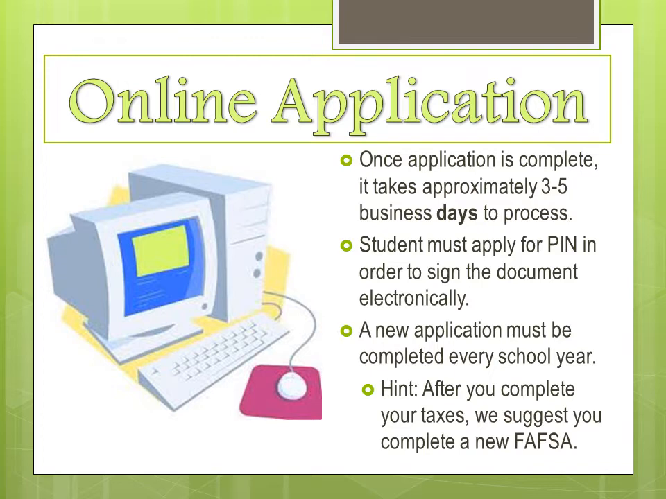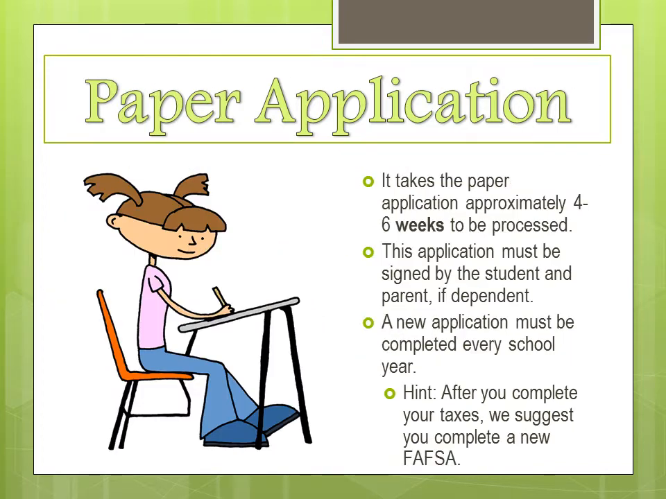Students must apply for a PIN in order to sign the document electronically, and a new application must be completed every school year. A good rule of thumb is to complete your application when you do your taxes. The paper application generally takes 4 to 6 weeks to process. This application must be signed by the student and parent if a dependent. A new application for the paper applications must be filed every year when you do your taxes.